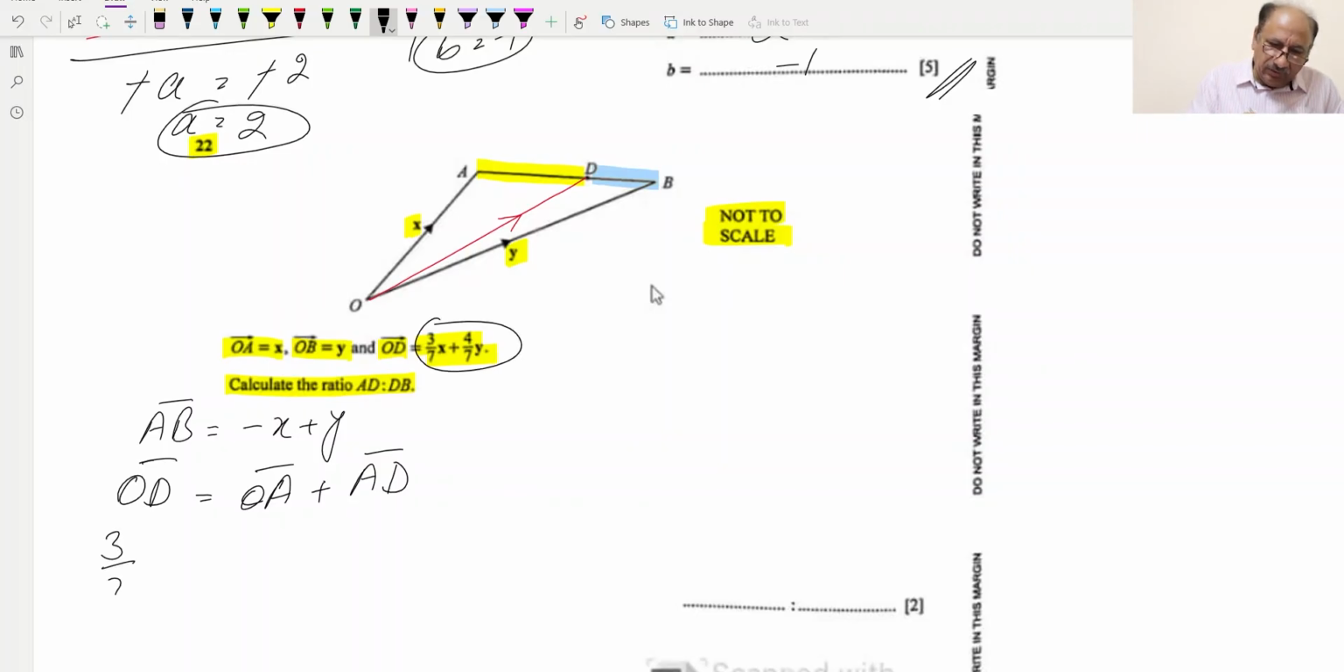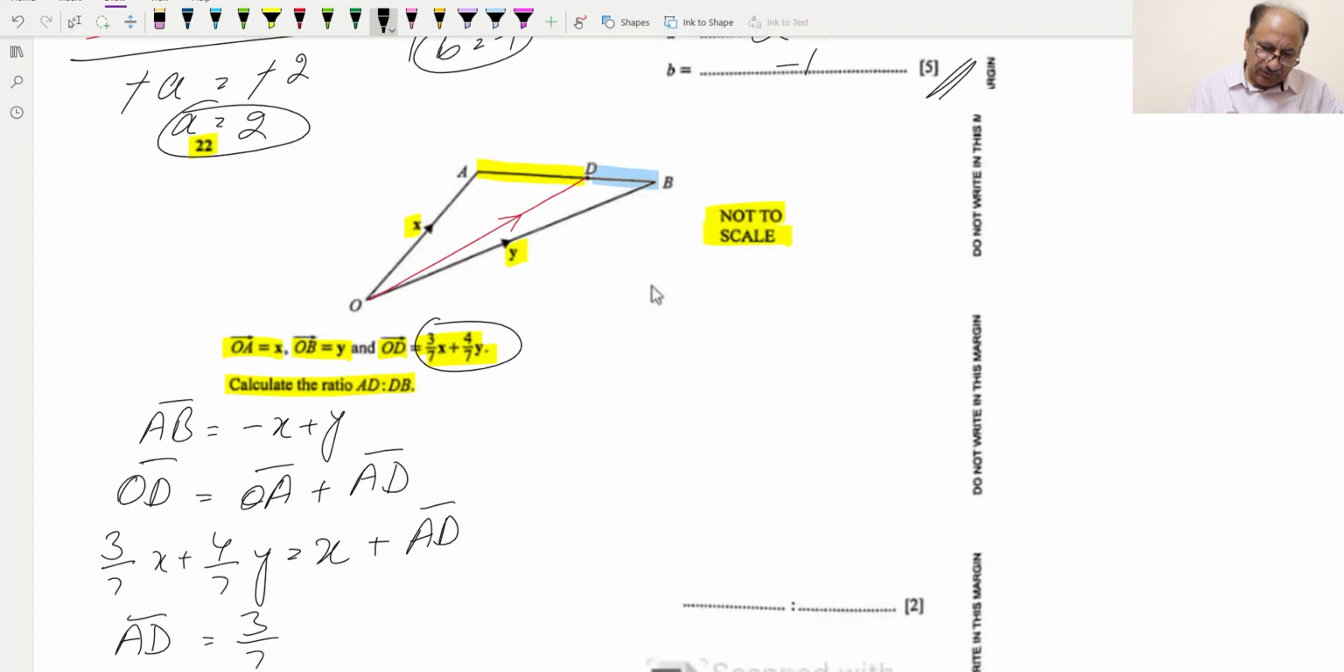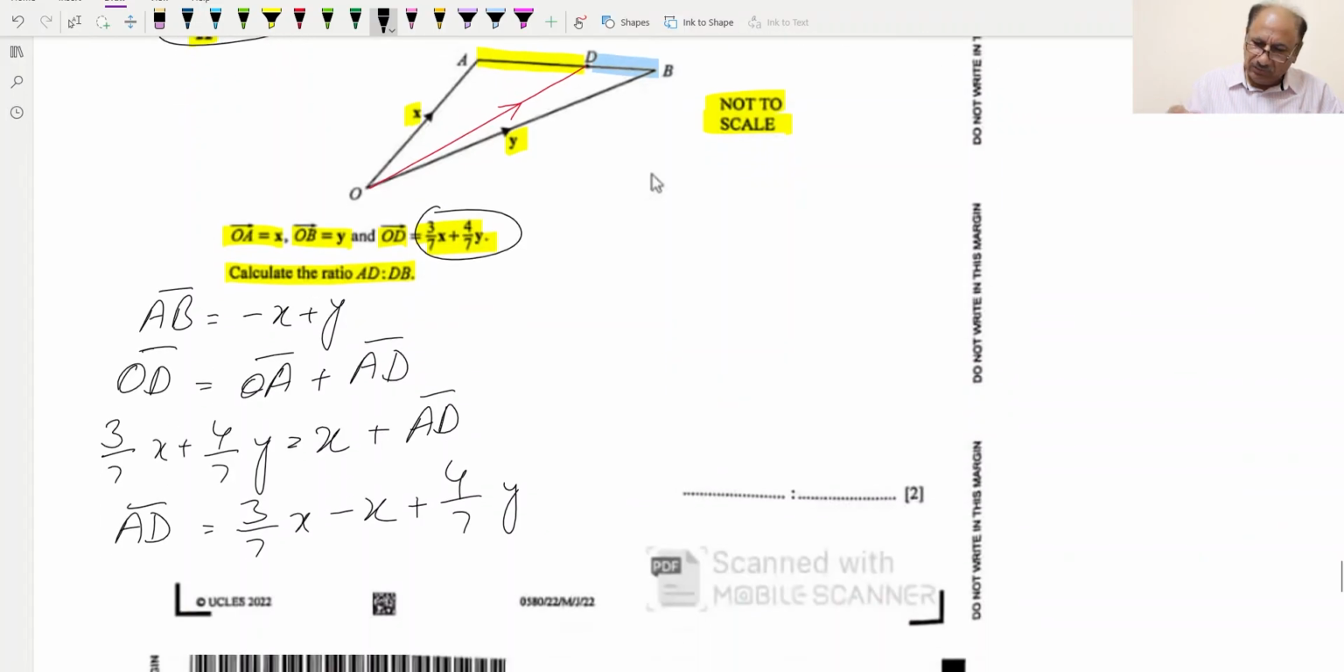So 3 by 7 x plus 4 by 7 y is equal to OA, which is this value, which we can copy over here. OA is x value, this one. So we can write x plus AD, and now we can rewrite AD will be equal to 3 by 7 x plus 4 by 7 y minus x, and this one we can simplify.